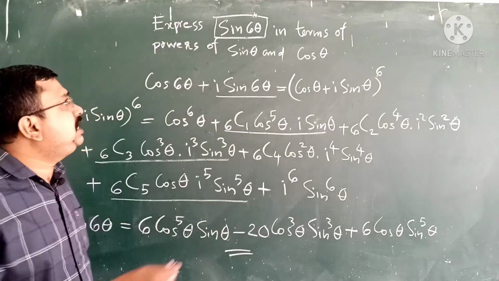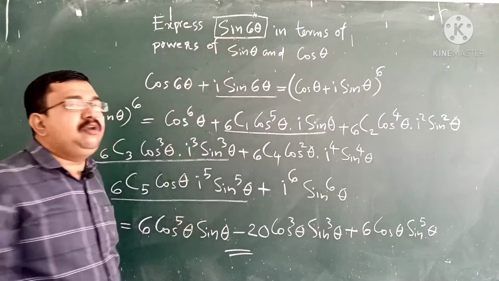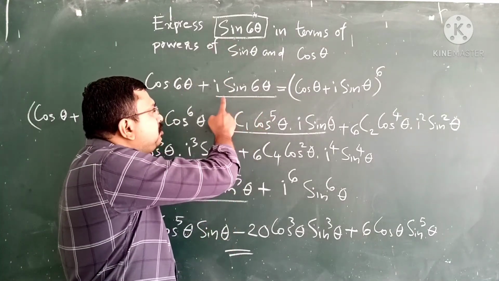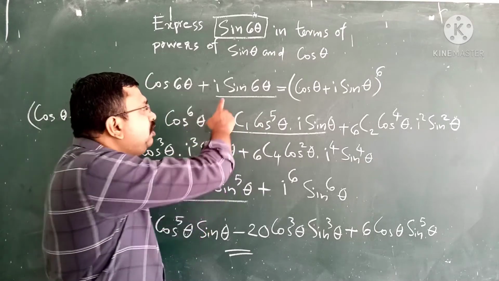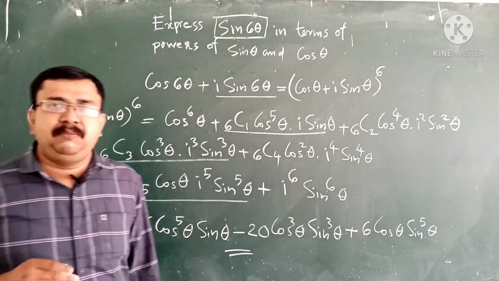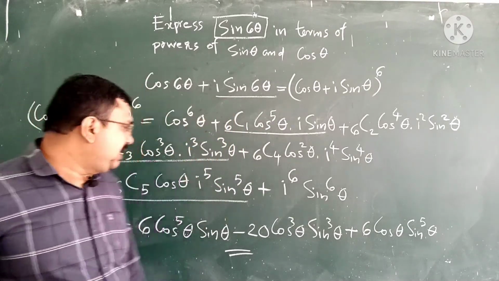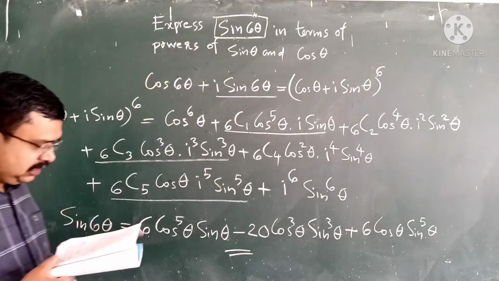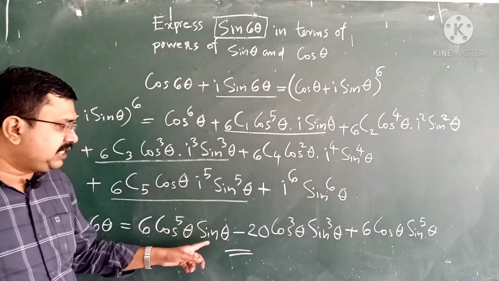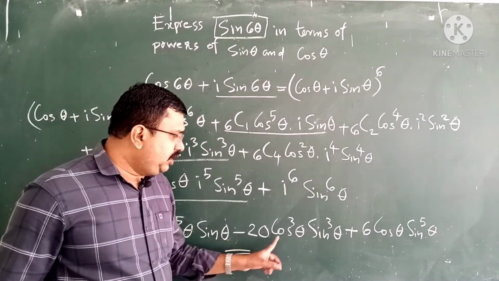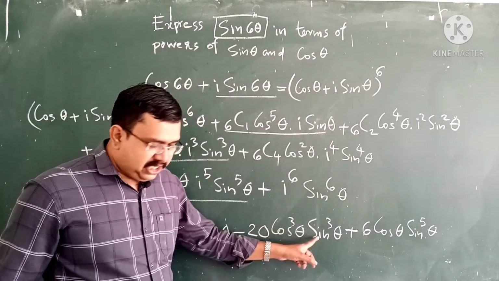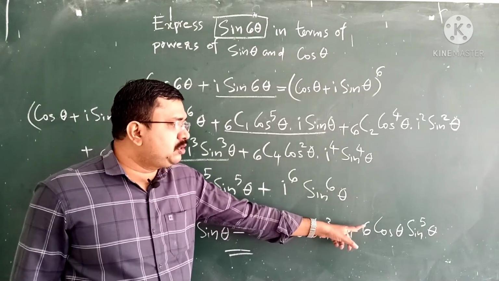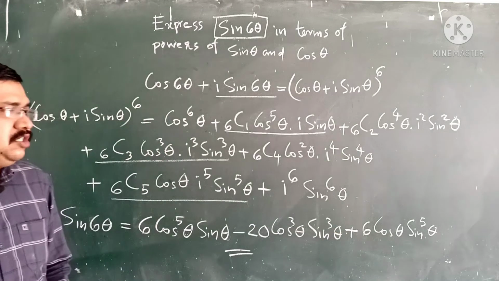But our question is, we want to find out the value of sin 6 theta. Remember that sin 6 theta belongs to the imaginary part. Therefore, we are equating the imaginary part only. Then we will get the value of sin 6 theta is equal to 6 cos raised to 5 theta sin theta minus 20 into cos cube theta sin cube theta plus 6 into cos theta sin raised to 5 theta.